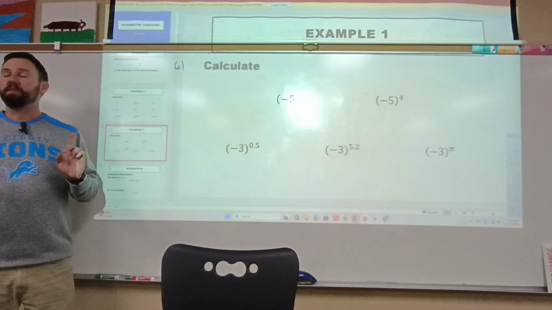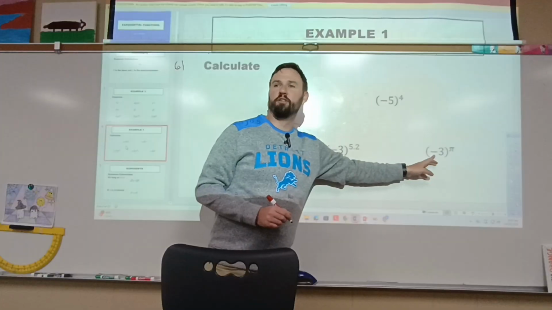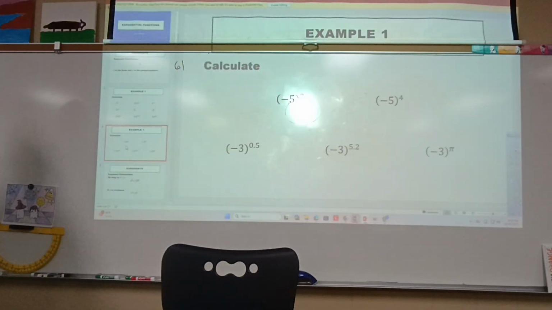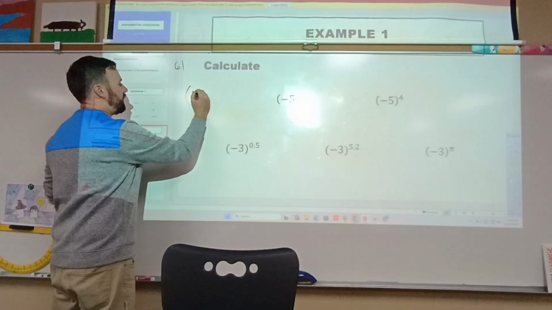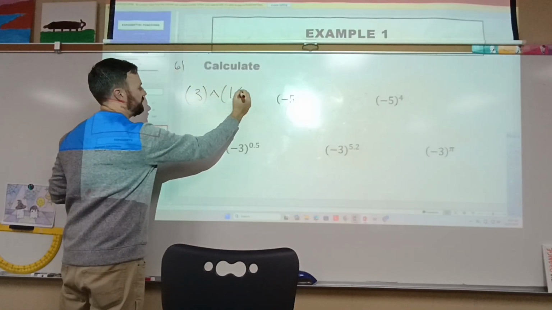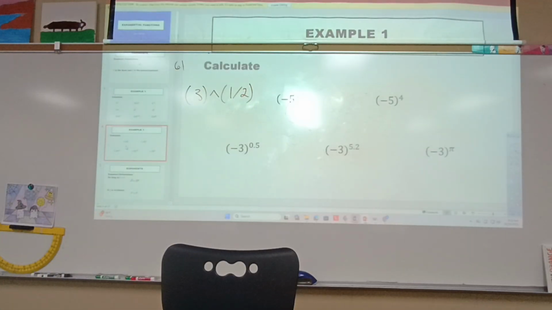Calculator caveat: what should I always do if there's a negative involved? What do you notice is on all these problems? Parentheses, right? If you don't put in the parentheses, you could get the wrong answer half the time, okay? So just get in the habit of your number in parentheses, caret key, parentheses, whatever your exponent is, right? Because if you put them both in parentheses, you will always get the correct answer, okay? I'll guarantee it.